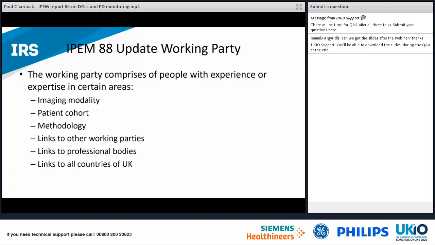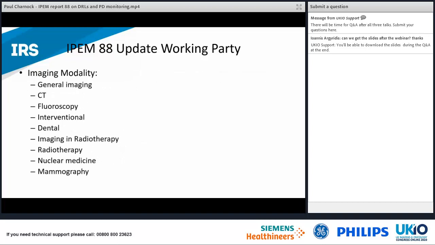So in terms of imaging modality, we wanted to cover and make sure that we had people with experience and expertise in all of the following: general imaging, computed tomography, fluoroscopy, interventional angiography, cardiology, dental, imaging in radiotherapy.